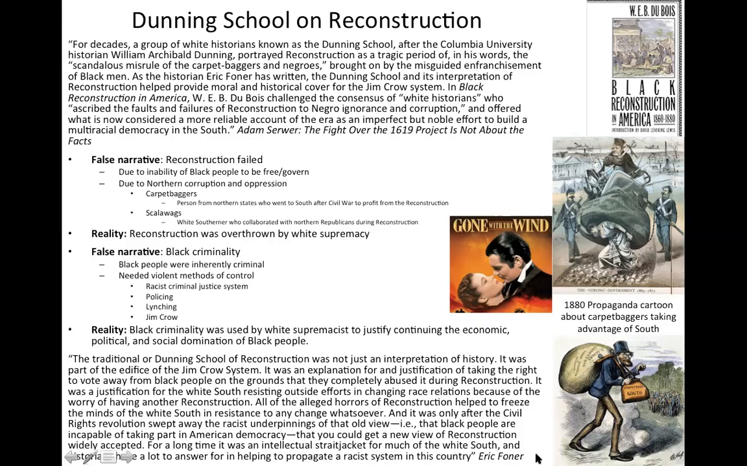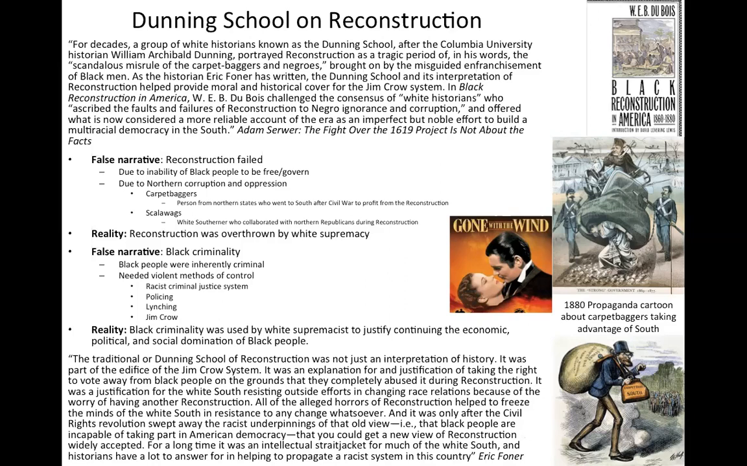So Eric Foner also writes, the tradition of the Dunning School of Reconstruction was not just an interpretation of history, it was part of the edifice of the Jim Crow system. It was an explanation for and justification of taking the right to vote away from Black people on the grounds that they completely abused it during Reconstruction. There was a justification for the white South resisting other outside efforts at changing racial relations because of the worry of having another Reconstruction. All of the alleged horrors of Reconstruction helped to freeze the mind of the white South into resistance to any change whatsoever.